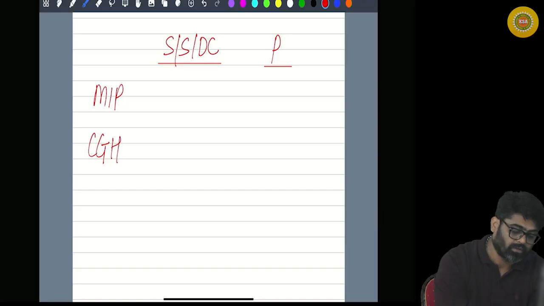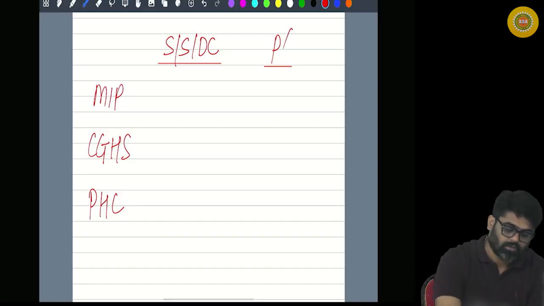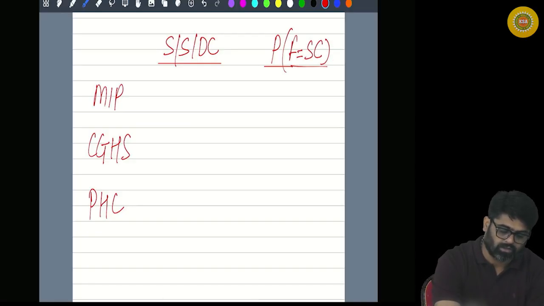Central government health scheme. Preventive health checkup. Parents means father. Father is equal to senior citizen. Yes or no? What was the Mission Impossible? Tell me.